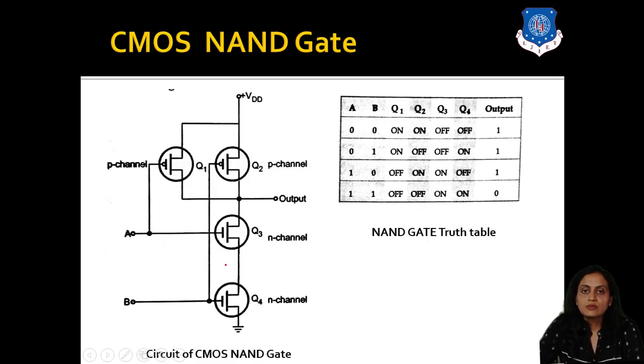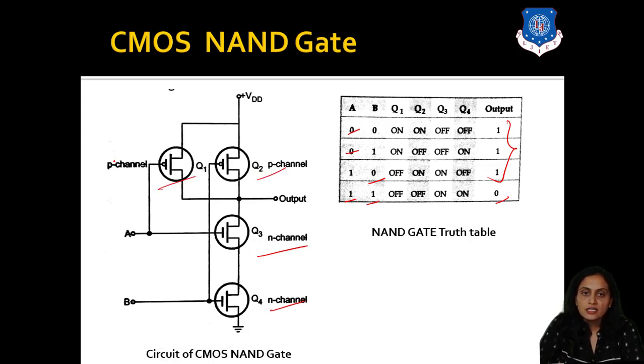Now we will see the CMOS NAND gate. For the NAND gate, this is the truth table. You can see over here, if any of the inputs is 0, then the output becomes 1 in the NAND, and if both the inputs are 1, then only the output becomes 0. So over here what we are doing is connecting two N-channel MOSFETs in series and the P-channel MOSFETs in parallel.